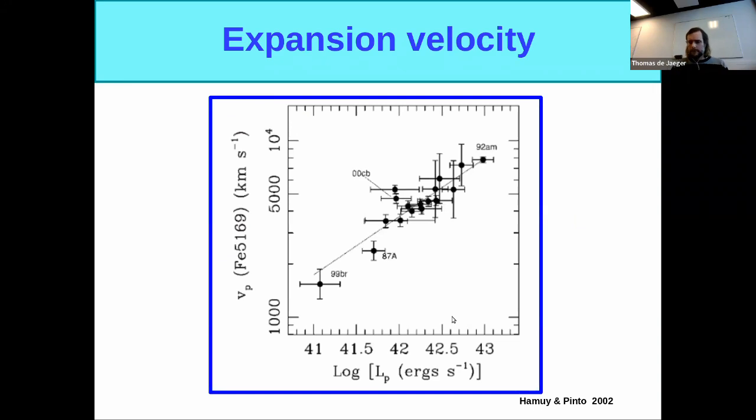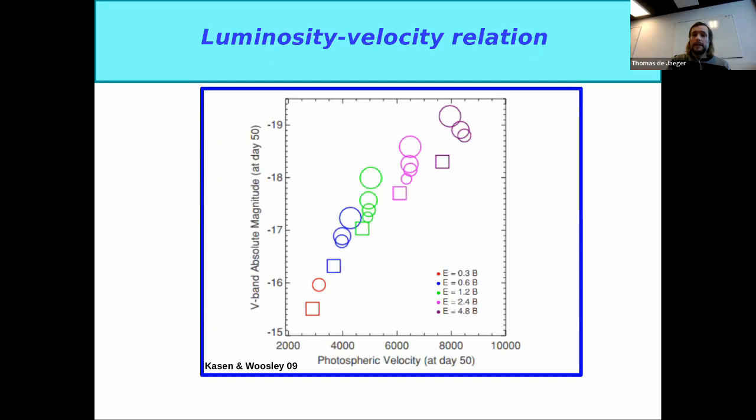This was Nugent and Hamuy, Pinto in 2002. They measured the velocity using the iron line, 5169, for different type 2 supernovae. And you can see here a very nice correlation with the brightness. Brighter supernovae have faster ejecta velocity. So again, you measure the expansion velocity, you can deduce and you can calibrate your supernova. And this is nice because from an empirical correlation, you have also something very similar from the theory.